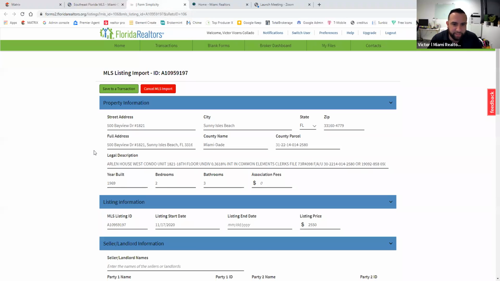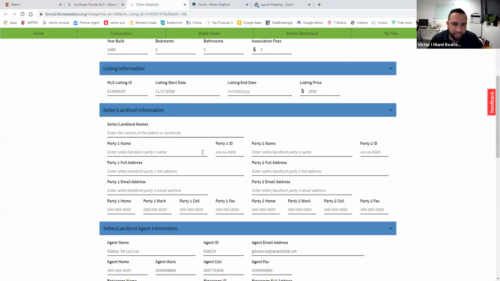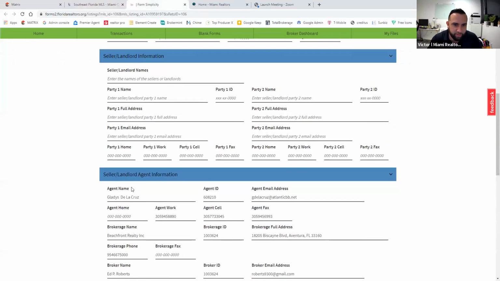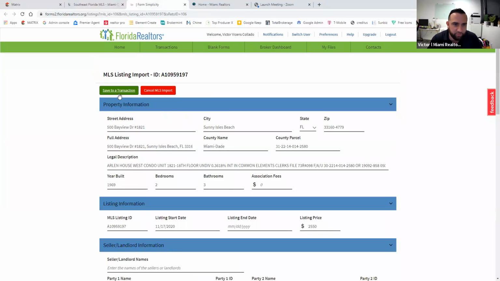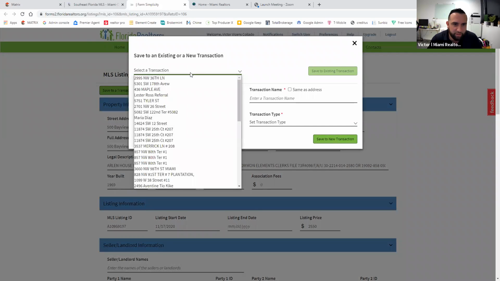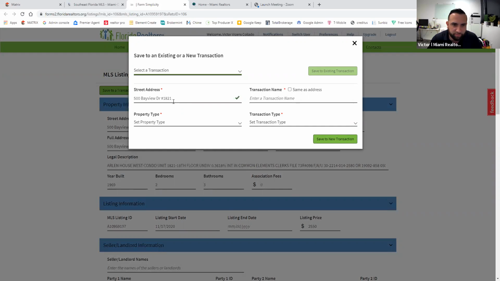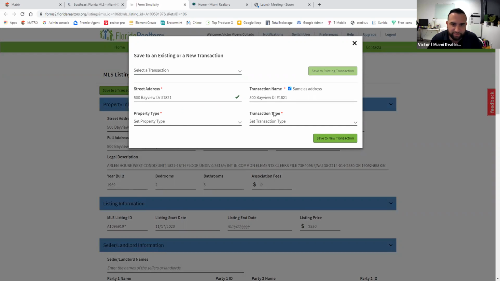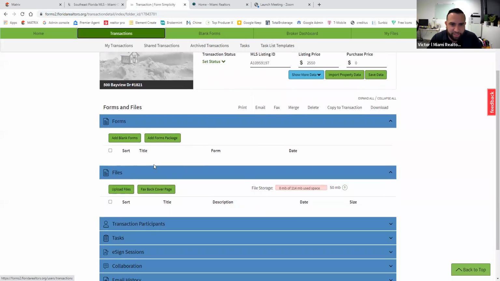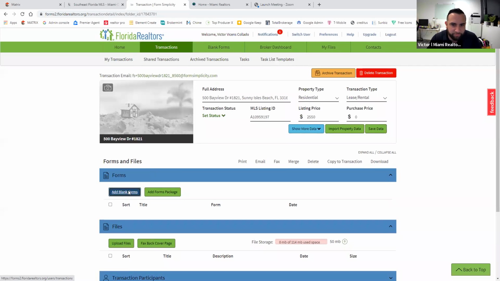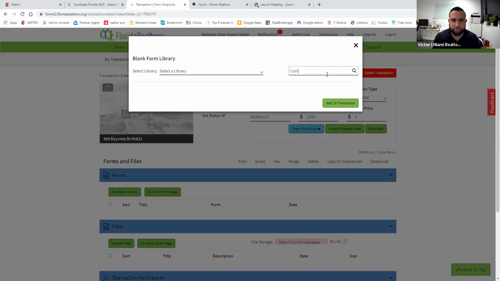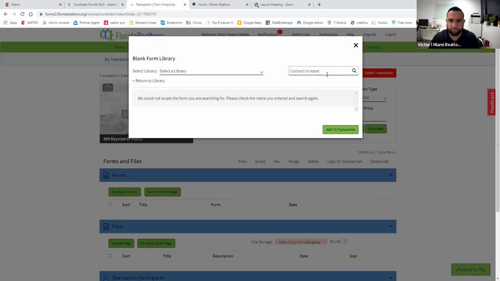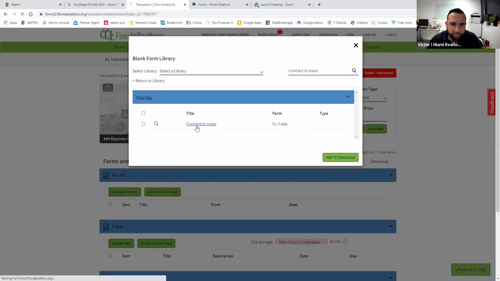So first thing, Form Simplicity, guys. We can go ahead and fill out all the information of the parties here. But in this case, we're not going to do that. We're just going to hit Save to a Transaction. This is the transaction name, same as address, property type residential, transaction type lease/rental. Save to new transaction. And we have our transaction here. So we want to go ahead and add blank forms. And we're going to search for contract to lease. And here it is, contract to lease.